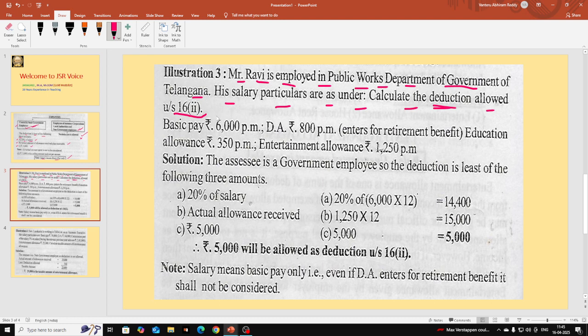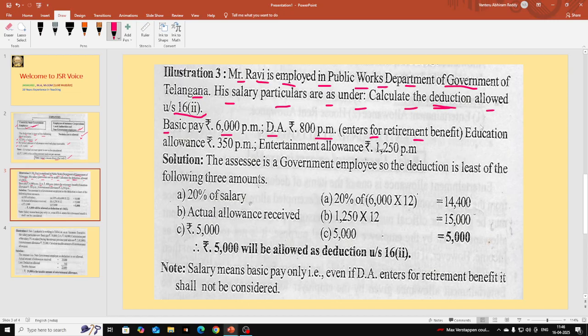Okay, so here we are going to calculate the deduction that Mr. Ravi is going to get in entertainment allowance. Let us read the further question. Basic pay is 6,000 per month. DA, dearness allowance, is 800, and it enters for retirement benefit. Whenever DA enters for retirement benefit, that is known as DP, dearness pay.